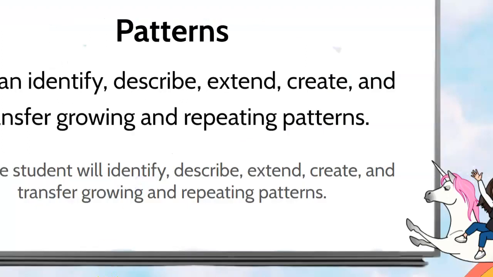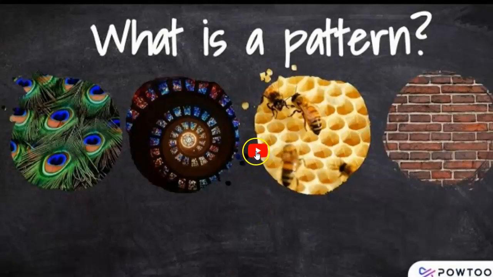So our objective is patterns. We've already done one lesson, but we are going to add on to everything you learned already. So our objective is we can identify, describe, extend, create, and transfer growing and repeating patterns. That's a lot, but don't worry about that. Today, this is first standard 1.14 with our Virginia SOLs. So let's watch this short video about patterns to get us started.